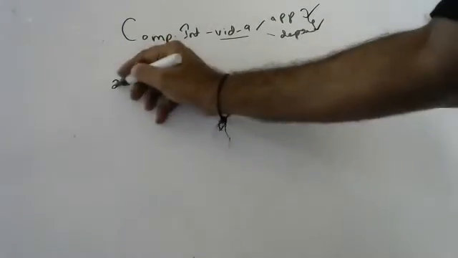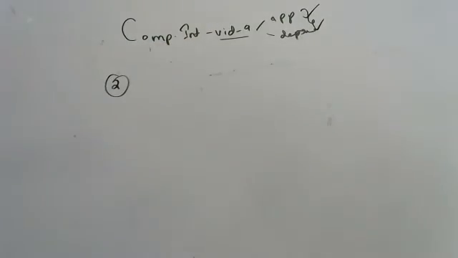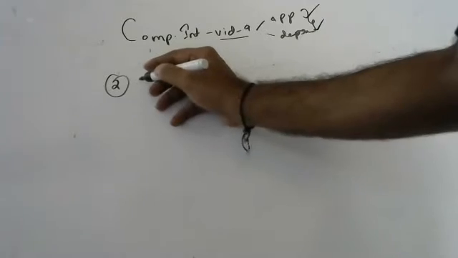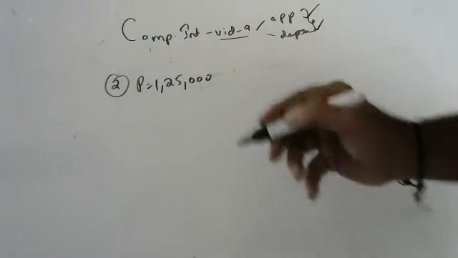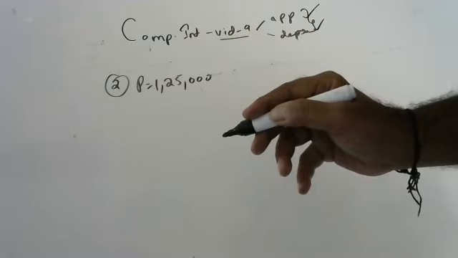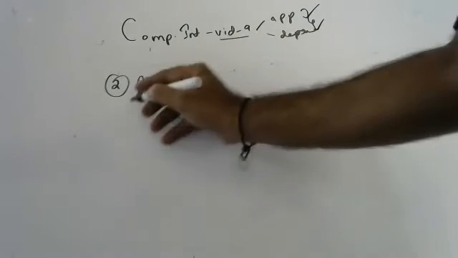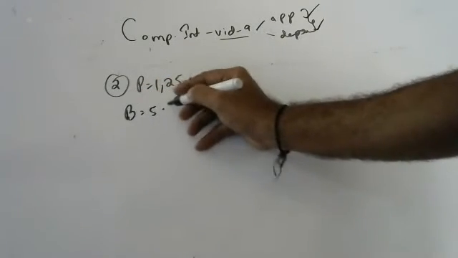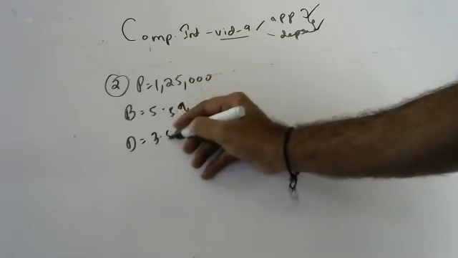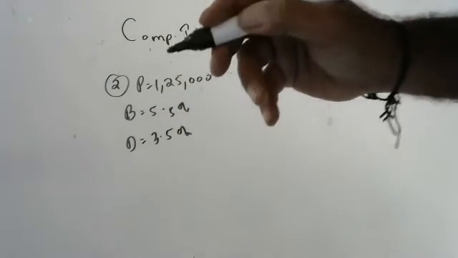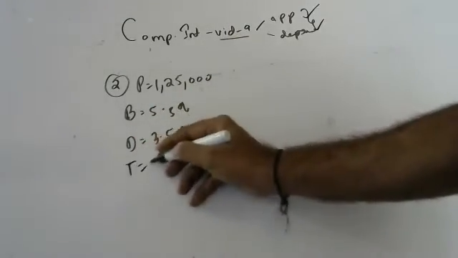Pravalika, 10 appreciation, 10 depreciation we will do. Pravalika, are you there? Yes, sir. The population of the town is 1 lakh 25,000. If the annual birth rate and death rate are 5.5% and 3.5%, what will be the population after 3 years?